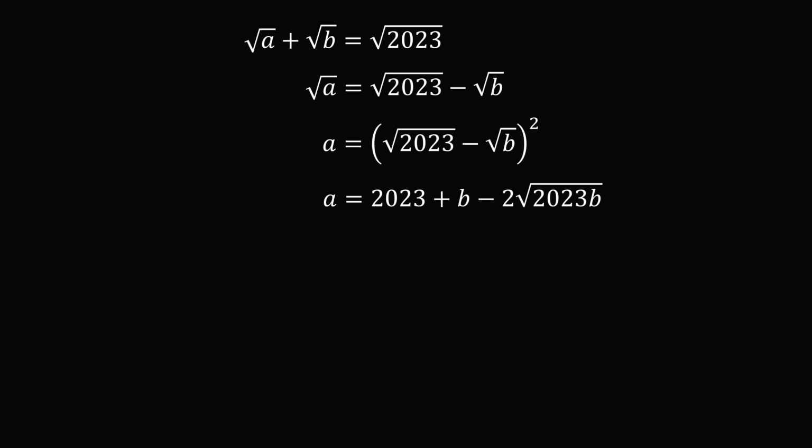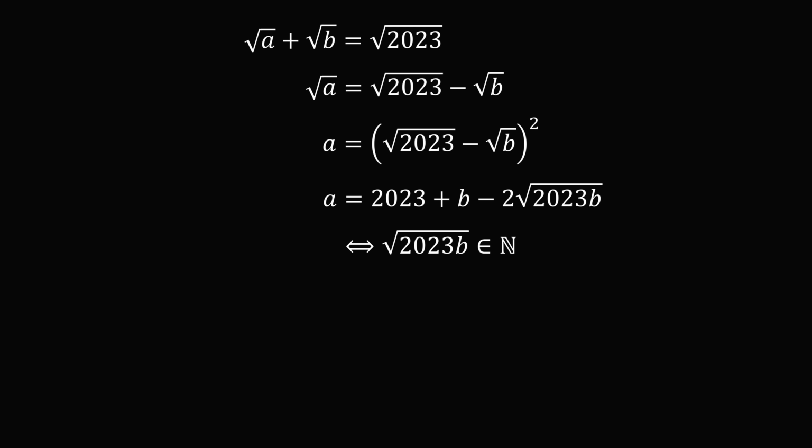Now let's analyze this equation. a is a non-negative integer, 2023 is an integer, b is an integer. The only part of the equation that might not be an integer is the square root of 2023 multiplied by b. So we'll notice that if and only if this square root evaluates to be an integer, we will have a solution. So we have a condition that will find a solution if and only if the square root of 2023 multiplied by b is a natural number including 0.